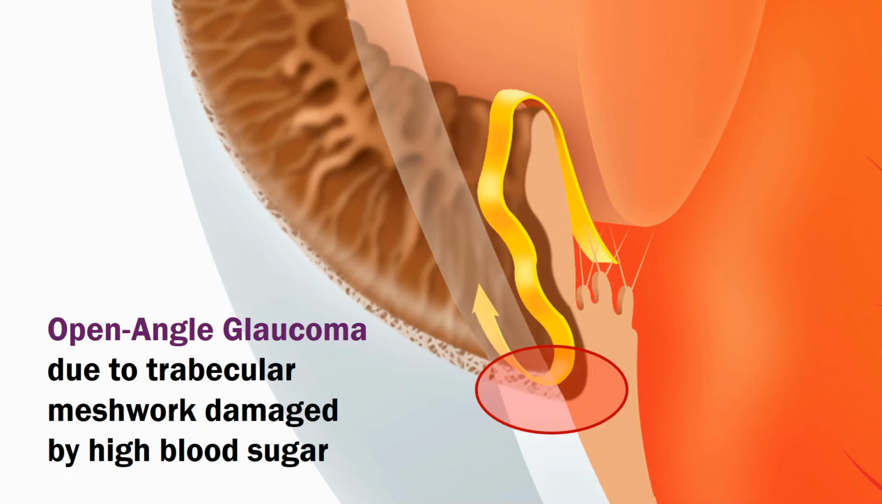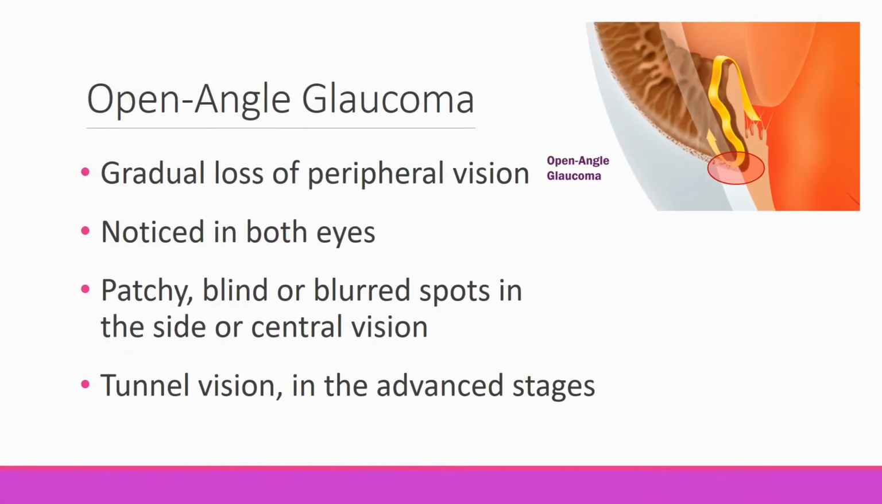In the early stages, glaucoma symptoms may not be noticeable. But as the open-angle glaucoma progresses, you may notice gradual loss of peripheral vision or patchy, blind or blurred spots in the central or side vision. This is noticed in both the eyes. In the advanced stages, you may notice tunnel vision. I have another video which explains various stages of glaucoma and how the eyesight changes during each of them.